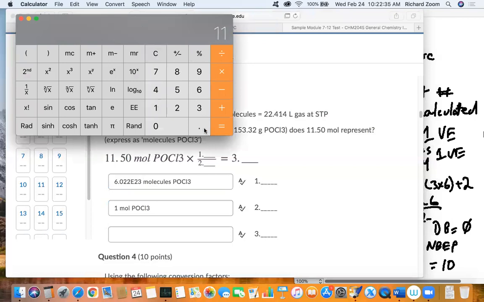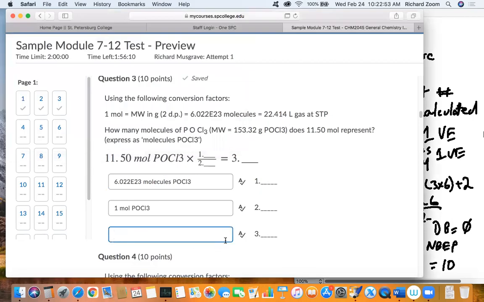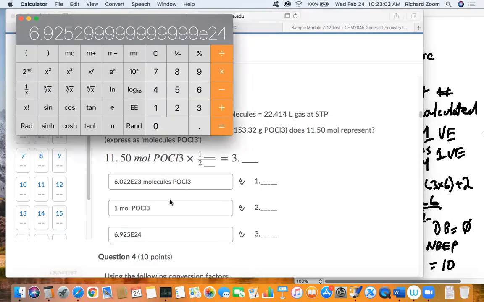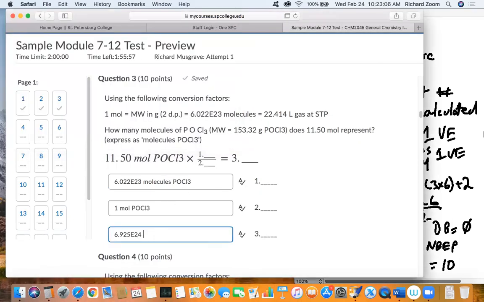It'd be 11.5 times 6.022, and then the EE button, 23. And there would be my answer, which would be 4 significant figures, 6.925, and then E, 24, I think. E, 24, yes, that's right. And the unit there, molecules, POCl3. Any questions?